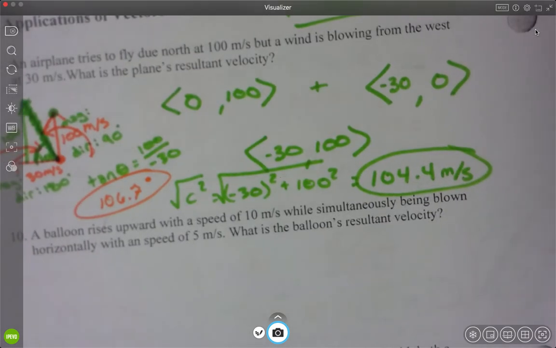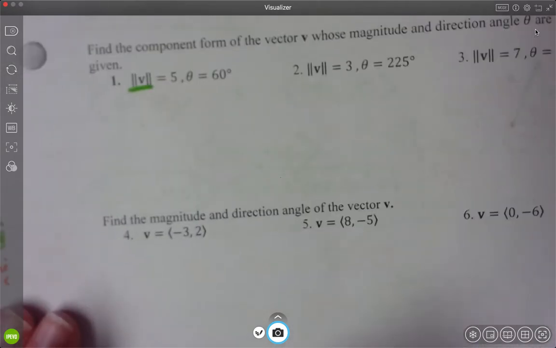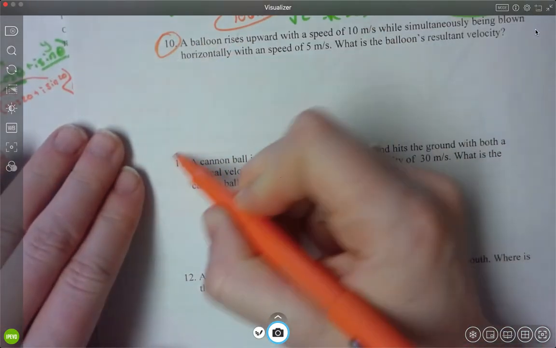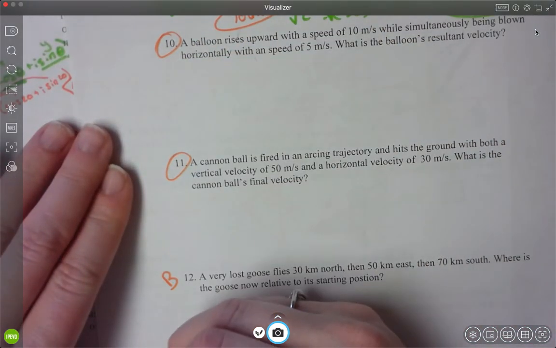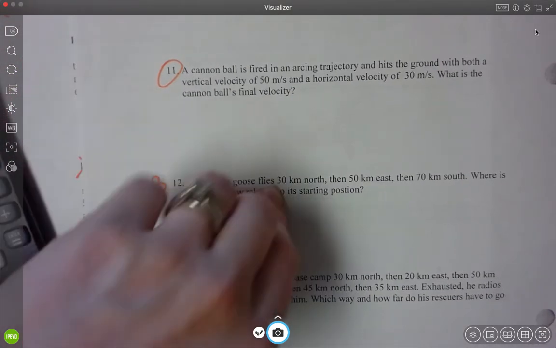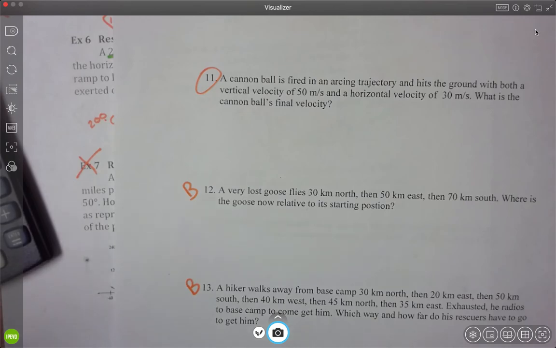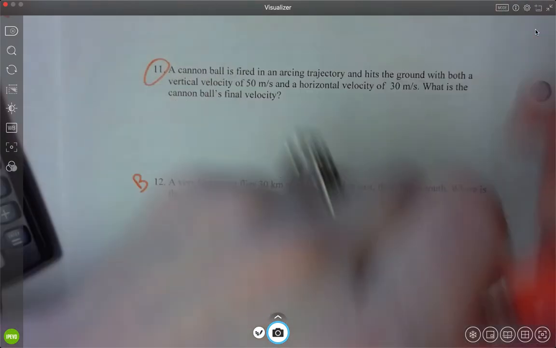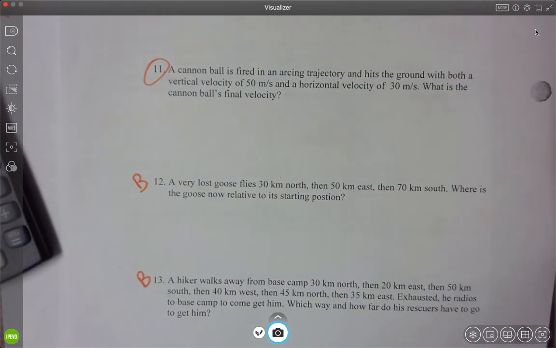What I'm going to have you do for homework then is 7 and 8. You should be able to do them, they're going to be very similar to the one that we just did. Go ahead and do 10 and 11, and then I'll have 12 and 13 be bonus, because those are kind of a very lost goose flies in all these directions. What's going to happen, okay? So we'll have 12 and 13 be bonus, but the other 4 you should be able to do based on the one that we just did.